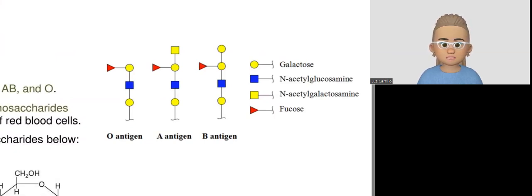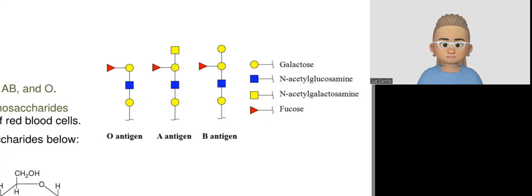So we can see here an illustration of the monosaccharides that are going to be linked to one another, and they're found in blood types O, A, and B. You can observe that all of them have fucose, which is represented by this red triangle. They're going to have N-acetyl glucosamine, which is that blue triangle. And they're going to have galactose, which is this yellow circle.